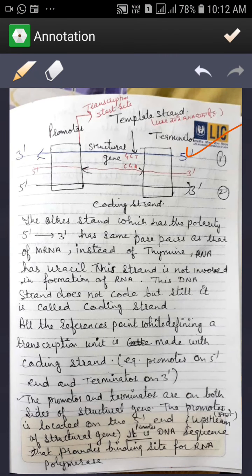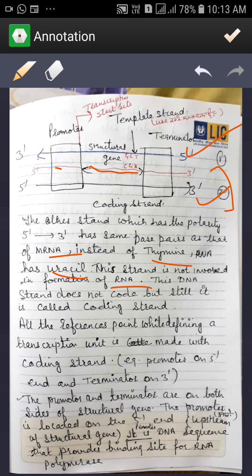So this is the template strand, and the other strand which has polarity 5' to 3' has the same base pairs as that of messenger RNA. Messenger RNA will be formed here. So the sequence of the nucleotides in the other strand, the 5' to 3', will have the same bases as compared to the RNA, but the difference will be that instead of thymine it will have uracil in RNA. This strand is not involved in the formation of RNA.